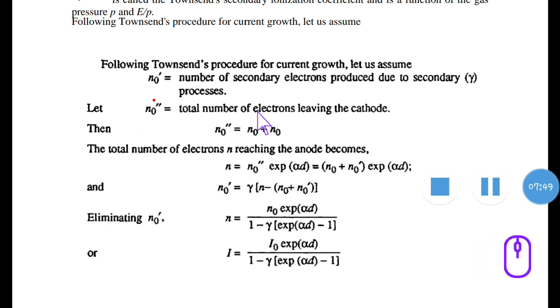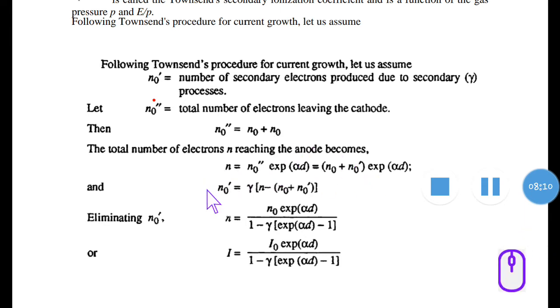N naught double dash is the total number of electrons you are getting from the cathode electrode. So the total number of electrons will be n naught plus n naught dash, and n is equal to n naught double dash exponential alpha d. Before it was n naught, now it is double dash; combined it is n naught plus n naught dash. This is n naught dash, actually the dash was missing.